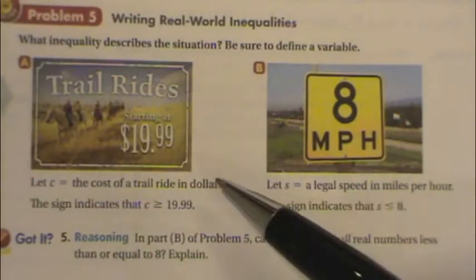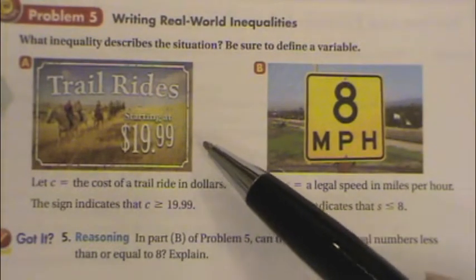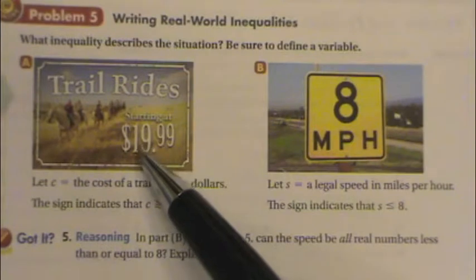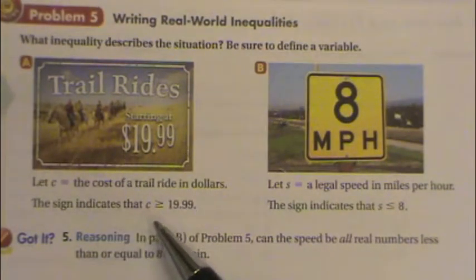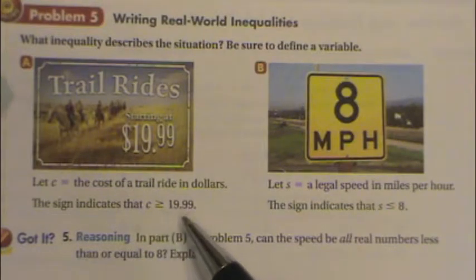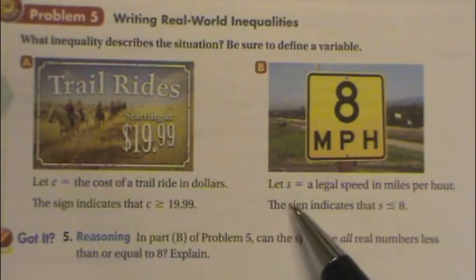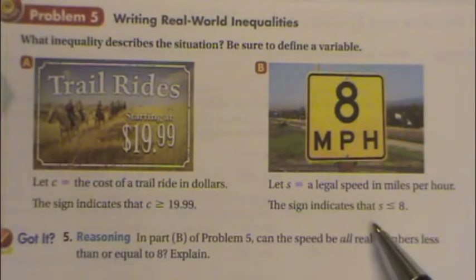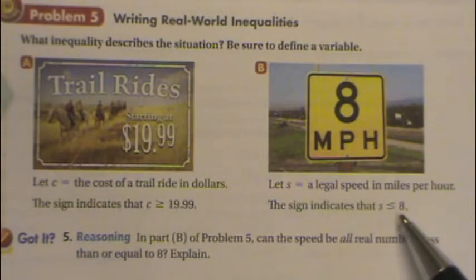So they are trying to make these something that you would use in your real life in problem 5. For example, if trail rides start at $19.99, then you could write an inequality that says cost of the trail ride is greater than or equal to $19.99. Then, given that S is a legal speed limit, the sign indicates that S is less than or equal to 8. And problem 5 I thought was kind of funny.